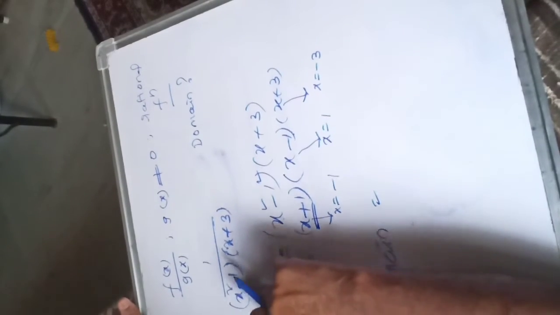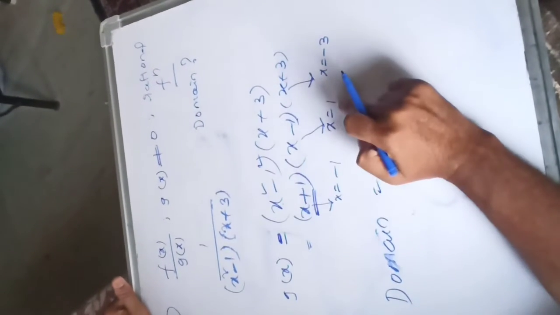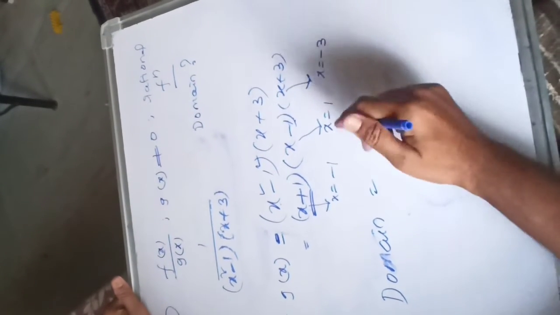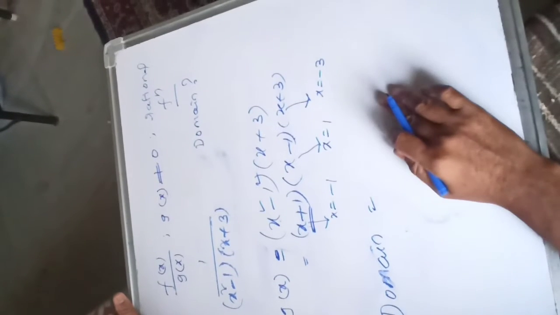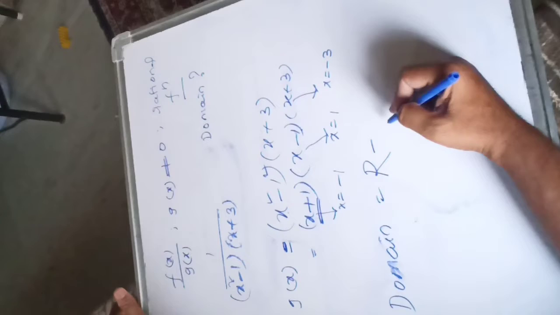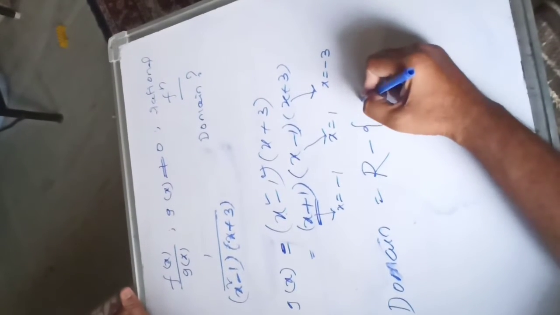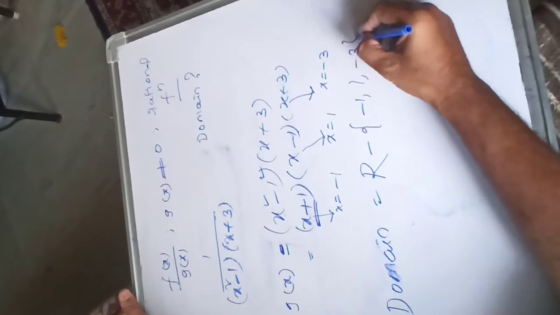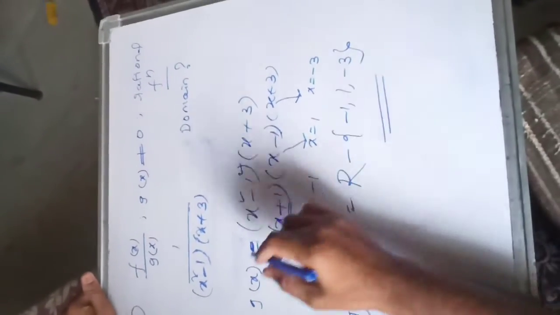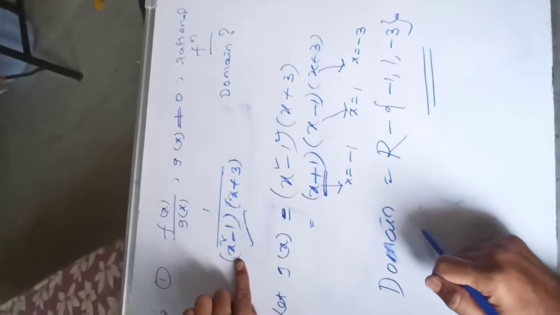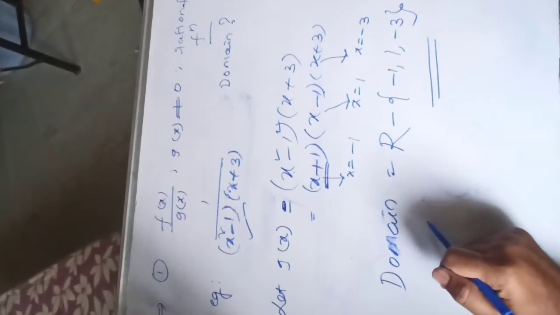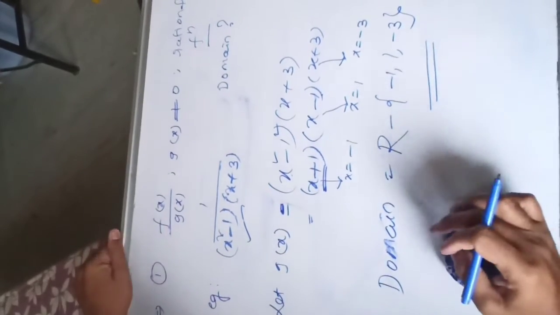So we should not take in the denominator x equal to minus 1, we should not take 1, we should not take x is equal to minus 3. Okay, so except these three values you can take any real value. The domain is all real numbers except minus 1, 1, and minus 3. So this is the domain of this function. Okay, so like this we can find another function's domain.